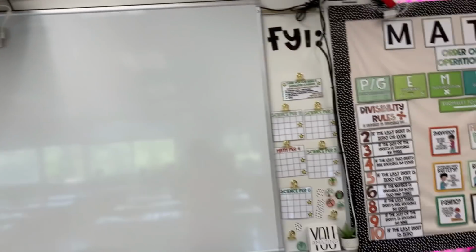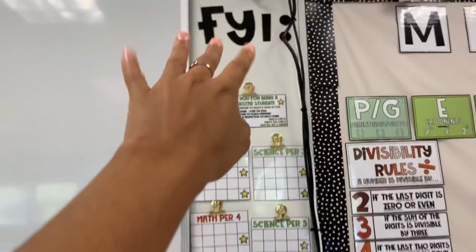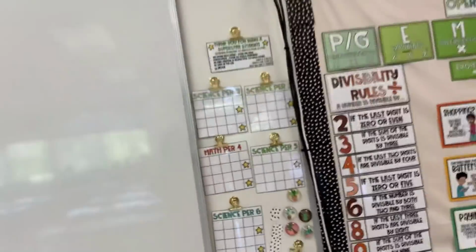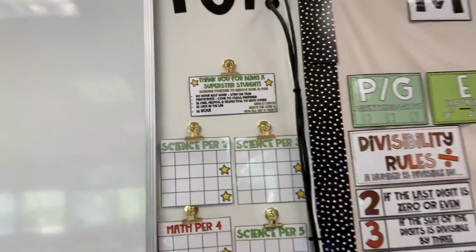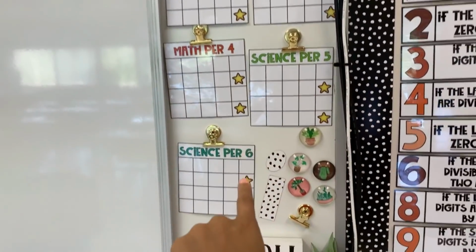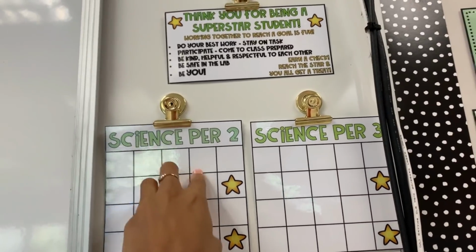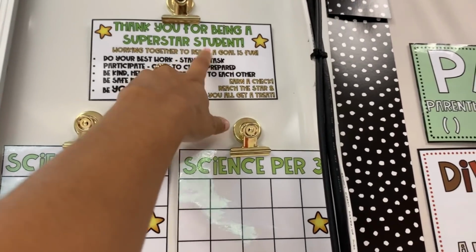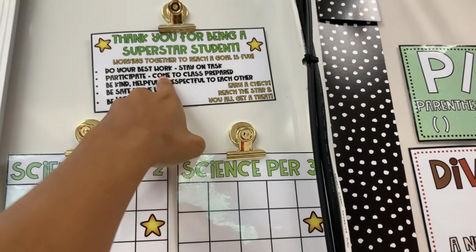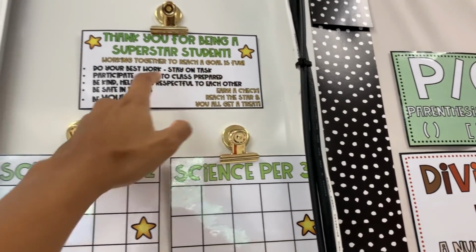Here is more. My FYI, I'll put little information like, oh, there's an assembly on Friday. But these are also my incentive charts for each of my classes. They'll get a check on the chart as a class. It says, thank you for being a superstar student, and working together to reach a goal is fun.